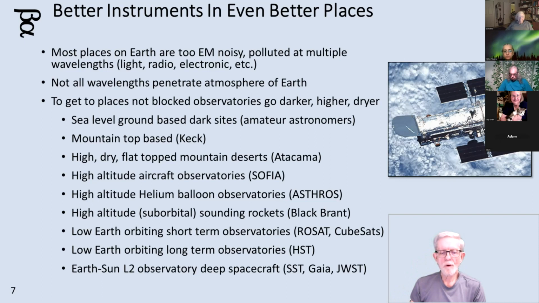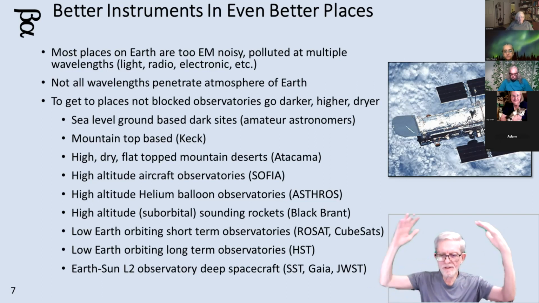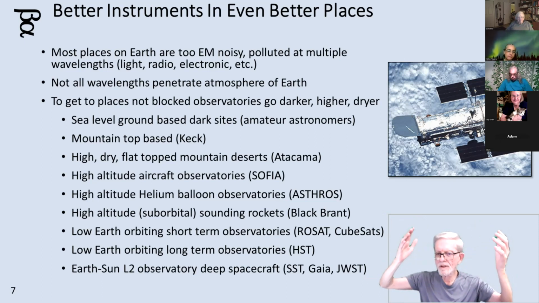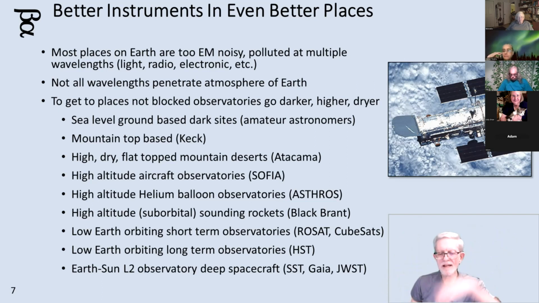You have low Earth orbiting short-term observatories. You've heard of CubeSats, these little tiny satellites that they just sort of scatter out there, and they're so low in their orbital level that they encounter very large concentrations of air molecules in the upper atmosphere, and their orbit degrades within a month or so, and they fall back and burn up. Those are low Earth orbiting CubeSats. They have very short-term lifetimes.